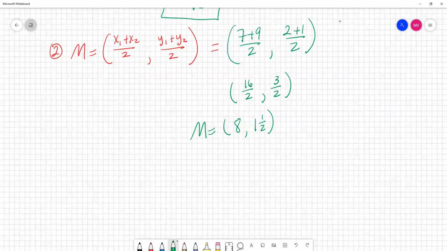Everybody good with distance and midpoint so far? Because 2 goes into 3 one whole time, and there's 1 left over, which is 1/2. So 3/2 was 1 and 1/2. I see what I did. I wrote 9 instead of 2.